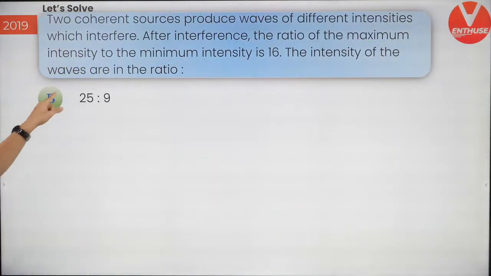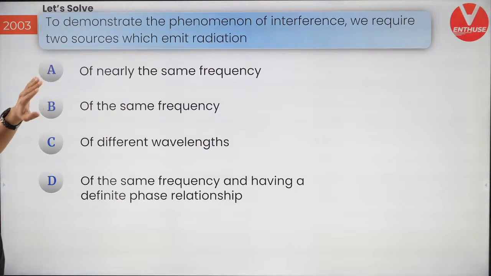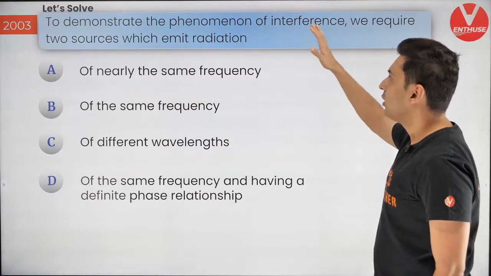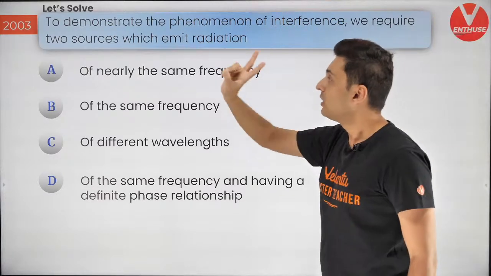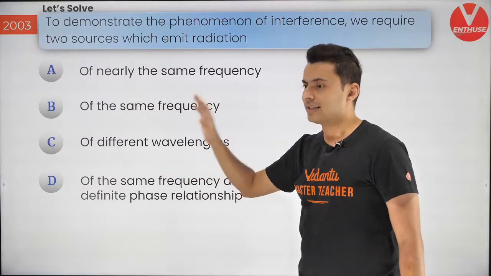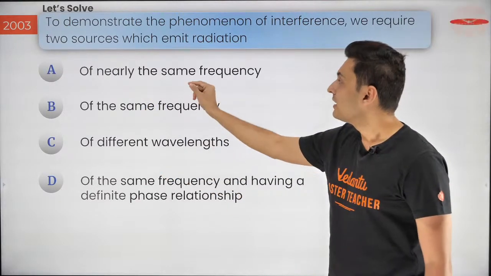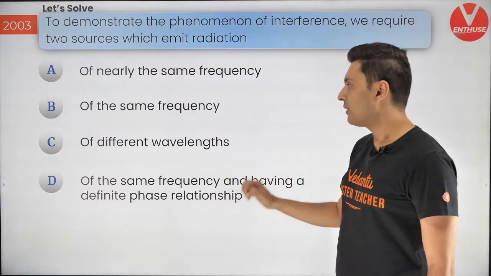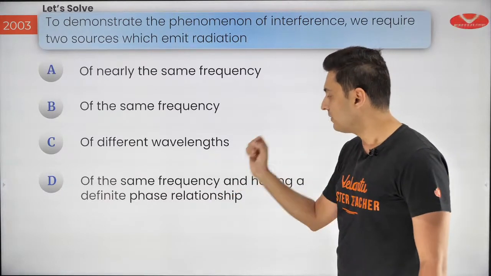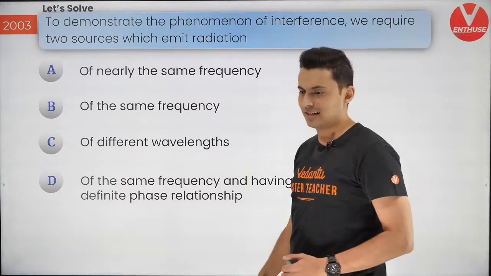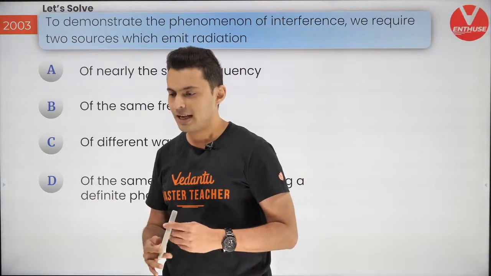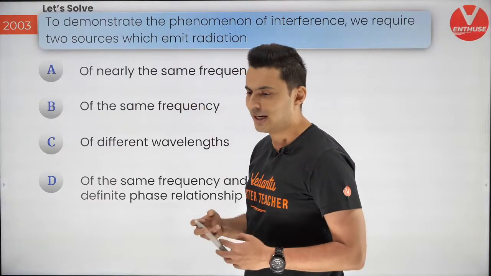Let's get going to the next one. 2003 question. Let's see how many of you get this. To demonstrate the phenomenon of interference, we require two sources which emit radiation: nearly of the same frequency, of the same frequency, of different wavelengths, or of the same frequency and having a definite phase relationship. Think about it carefully. Only one of them is correct. Yes, Prakash, very good, excellent. Yes, Omkar, excellent. Aishwarya, no, I don't think that is correct.